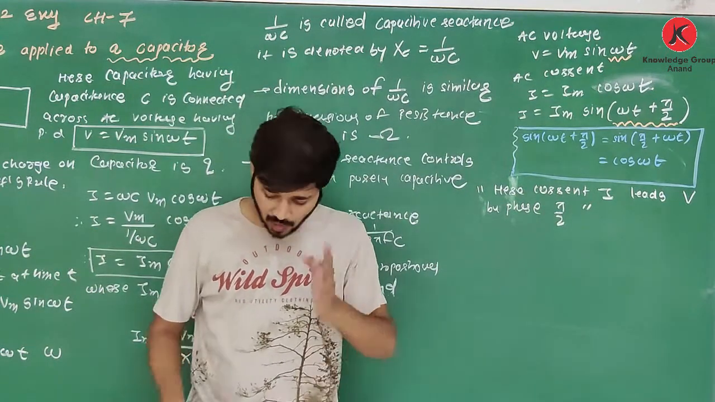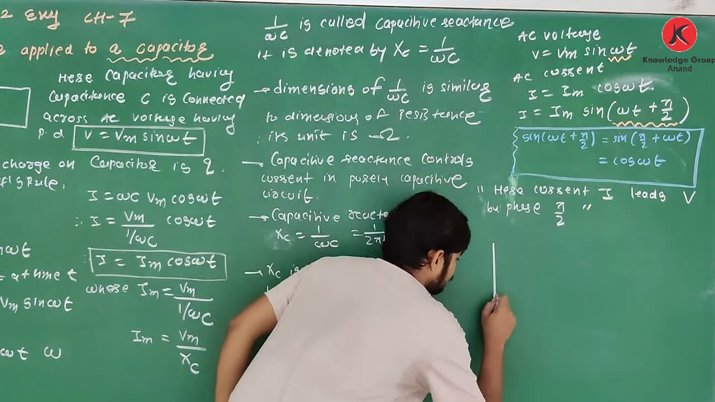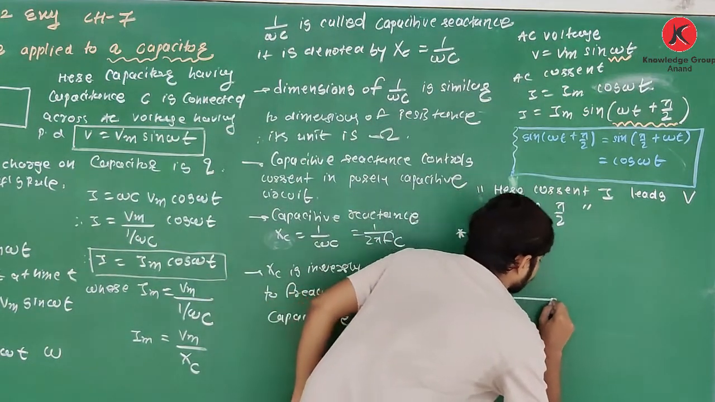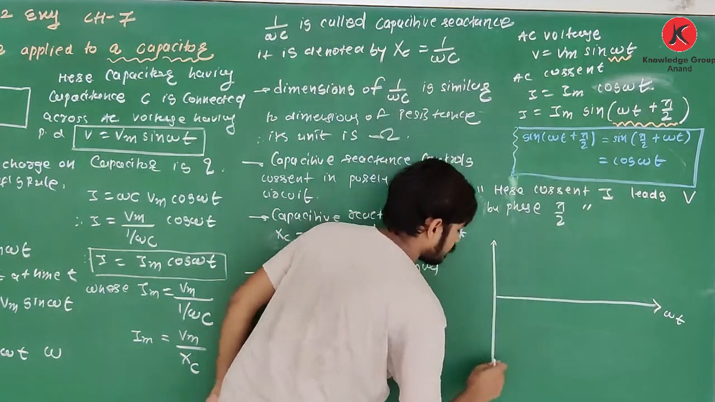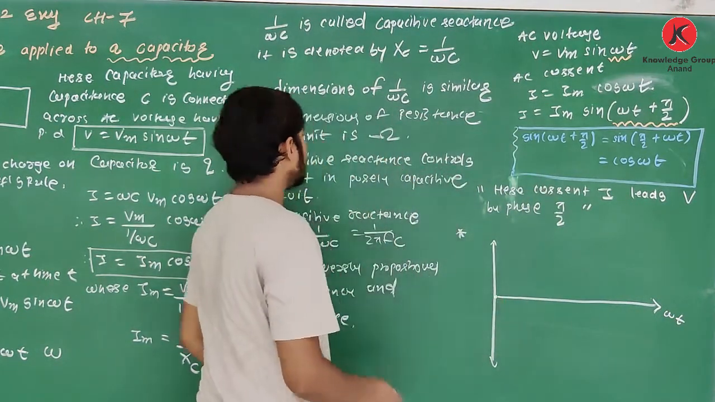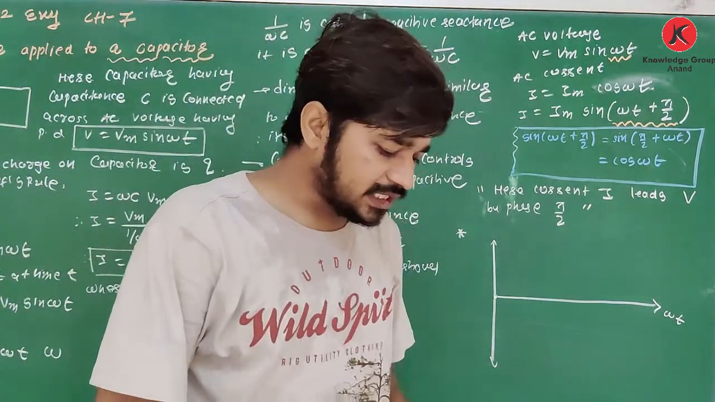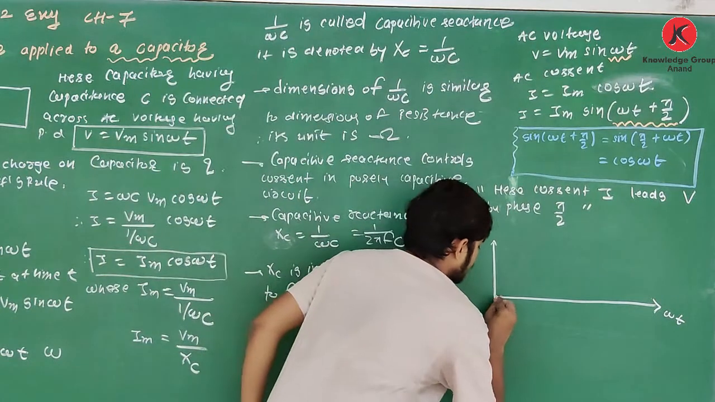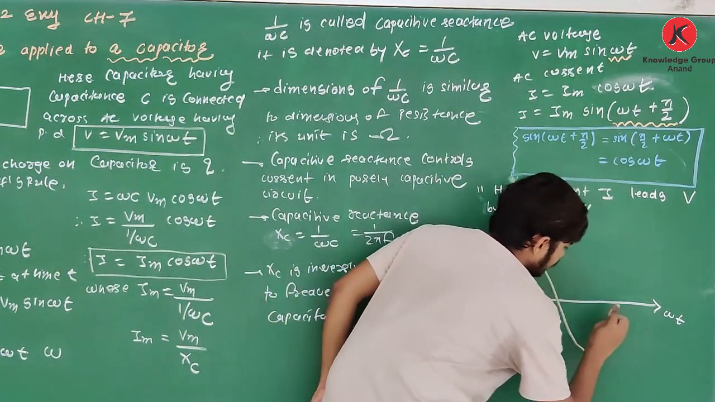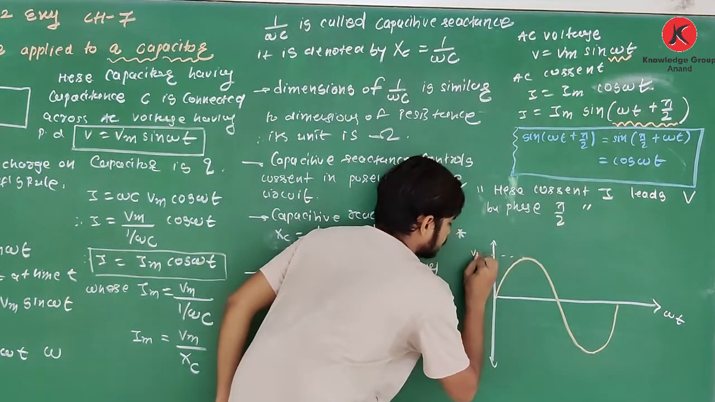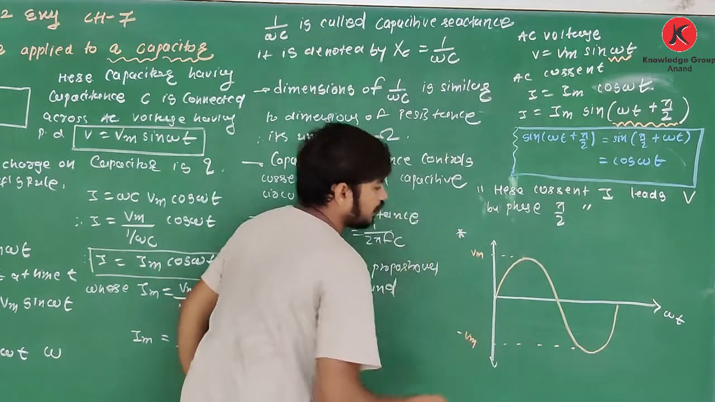Clear about this? Now you have to draw the graph. How to draw the graph? Here it is omega t, and this is 0. V is equal to Vm sin omega t, so its graph is like this. It is the graph of V, with Vm and minus Vm marked. What is the graph of I?